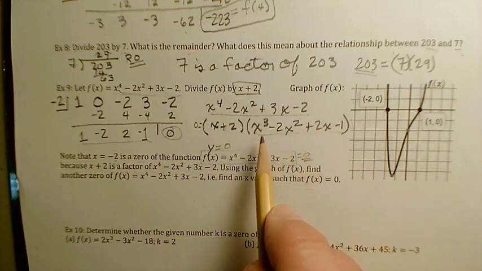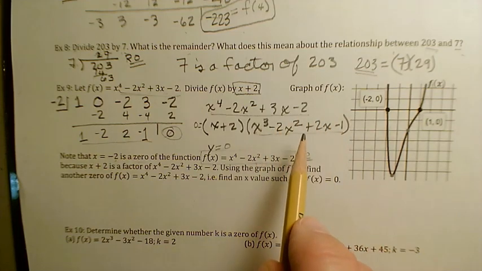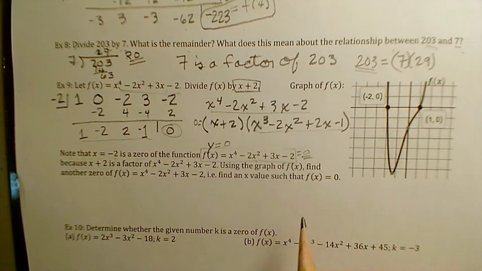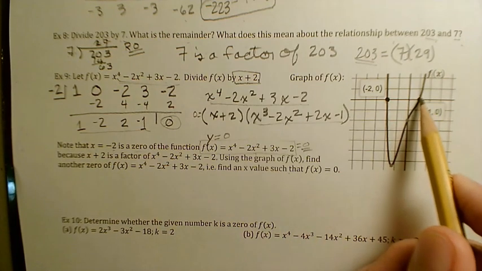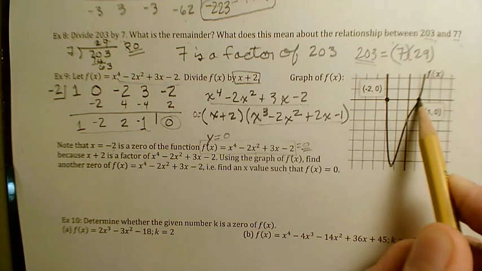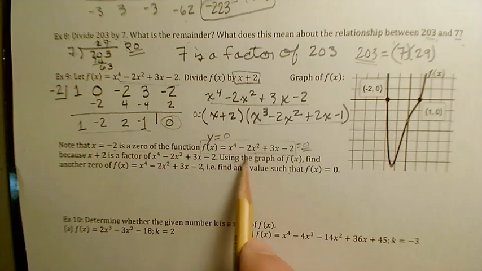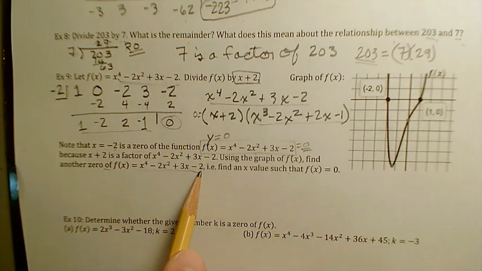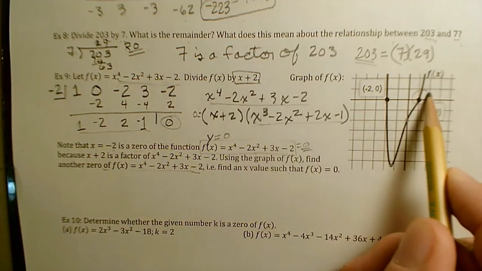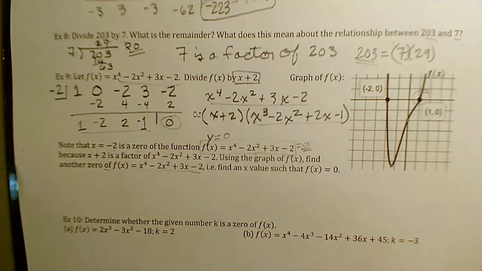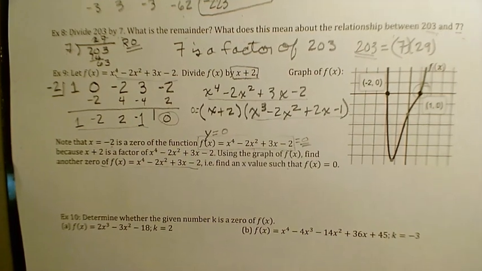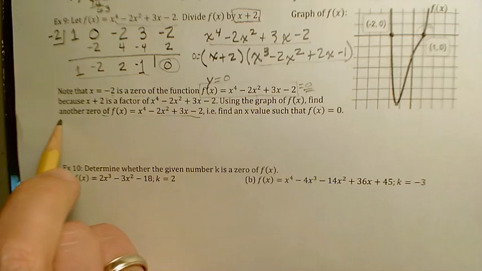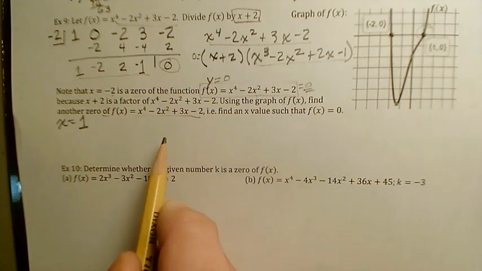Maybe we could factor this using grouping or some other way. We might be able to factor this further. But we can kind of see what the next solution is as well. So using the graph of f of x, find another 0 of this polynomial. Well, we can see here, this is another 0. x equals 1 is another 0. And so we could say, okay, so x equals 1 is a 0.